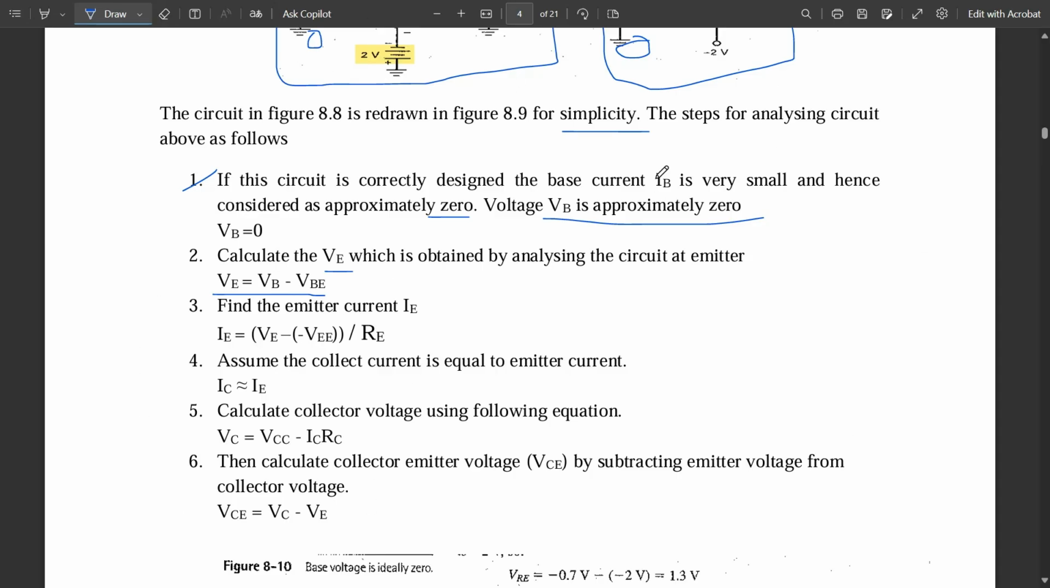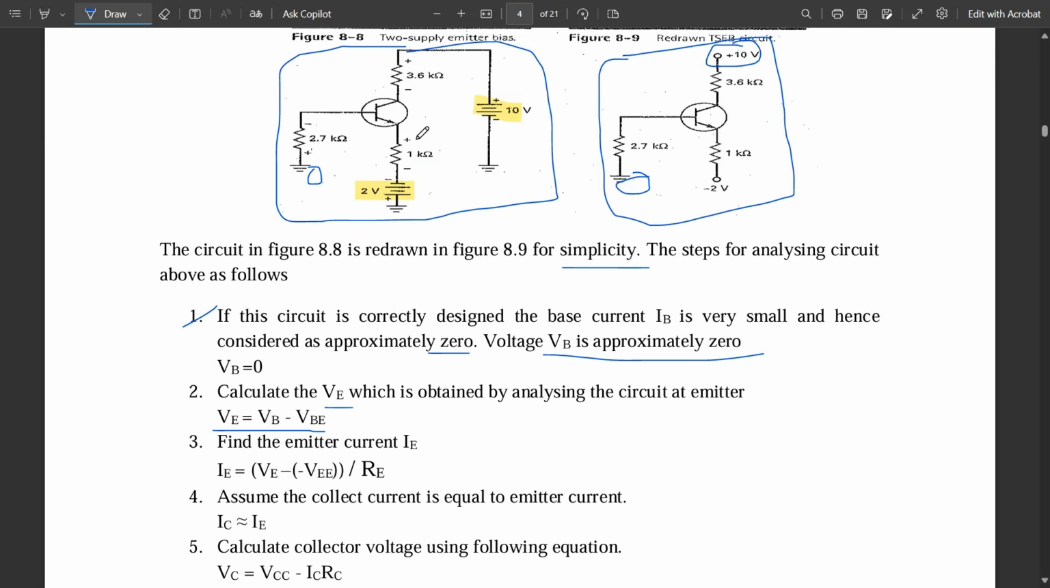So in case they ask any problem, this would be beneficial for where you should start to analyze. First calculate VE, which is obtained by analyzing the circuit at the emitter. At the emitter, you should know that VE is equal to VB minus VBE. This is the VBE, right? This is the VBE, and this is VB. If you want to get the emitter voltage, VB minus VBE should be done.